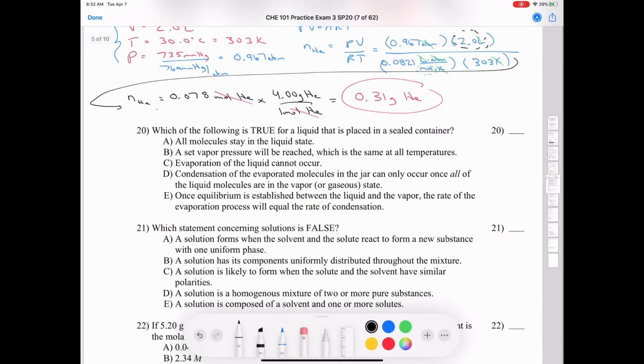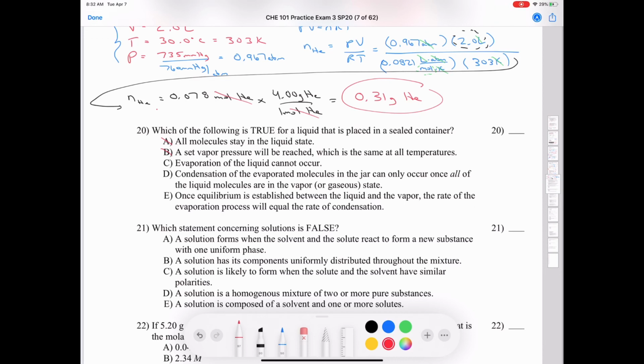Number 20 says, which of the following is true for a liquid that is placed in a sealed container? A, all molecules stay in the liquid state. Well, that's not true because we know that when we place a liquid in a sealed container we're going to get some evaporation of that liquid, and it's eventually going to reach an equilibrium. B, a set vapor pressure will be reached, which is the same at all temperatures. Well, that's not true because we know that as temperature increases, vapor pressure will increase.